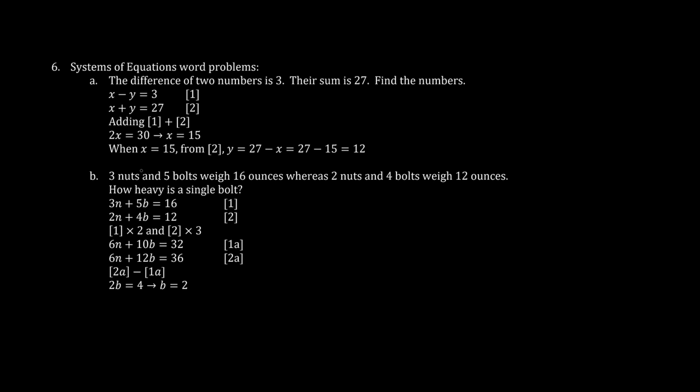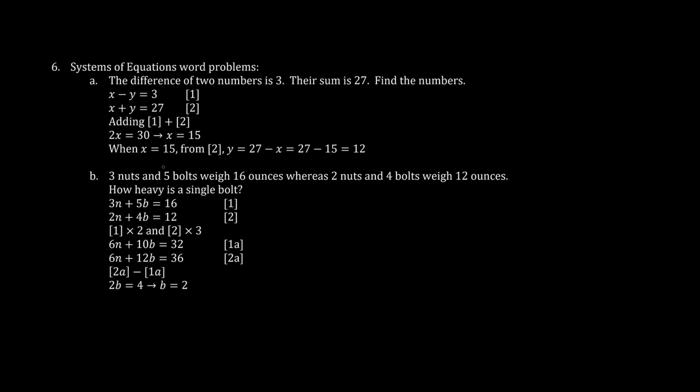3 nuts and 5 bolts weigh 16 ounces. So our first equation is 3n plus 5b equals 16. n represents the weight of 1 nut, and b represents the weight of 1 bolt. Whereas 2 nuts and 4 bolts weigh 12 ounces. So 2n plus 4b equals 12.